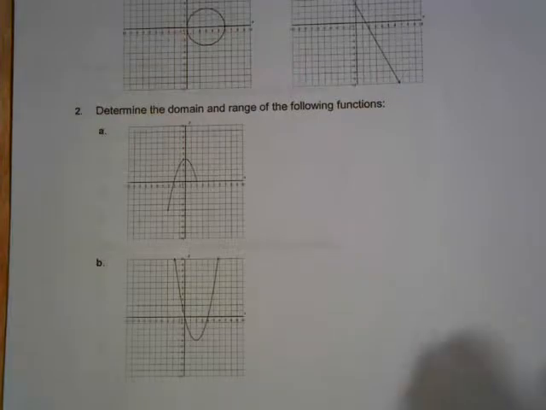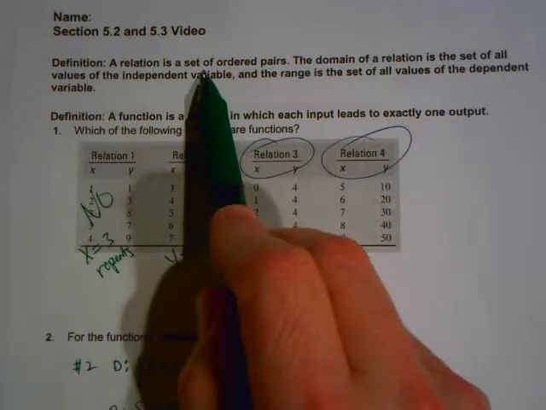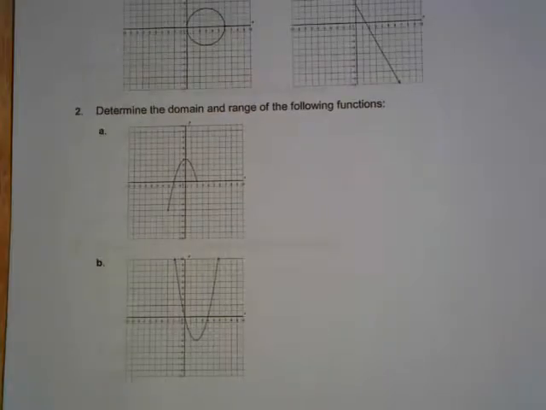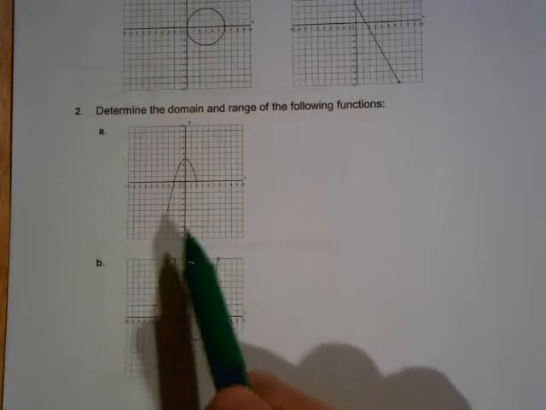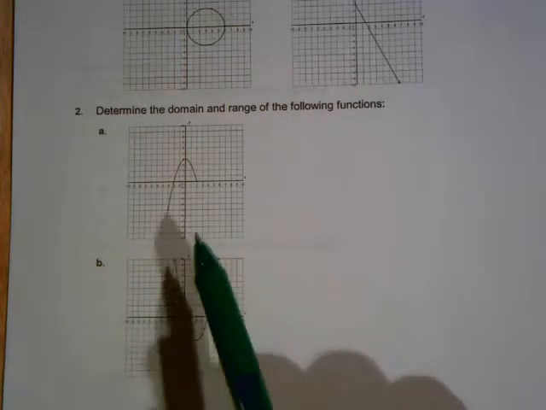Domain and range. Alright, let's go back again and remember. Domain is the set of all values of the independent variable, typically x. Range is the dependent variable, typically y. So, as I look at this picture, to find its domain, I'm looking for all the x values that are used.